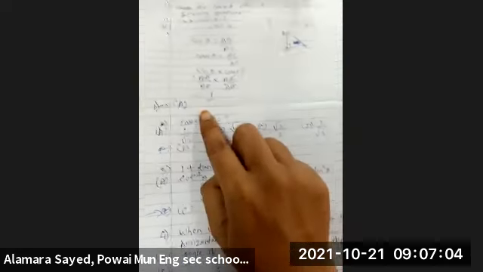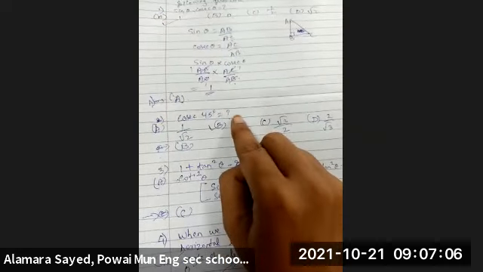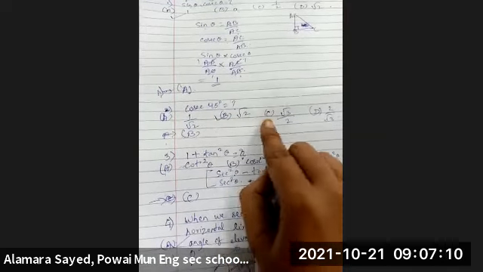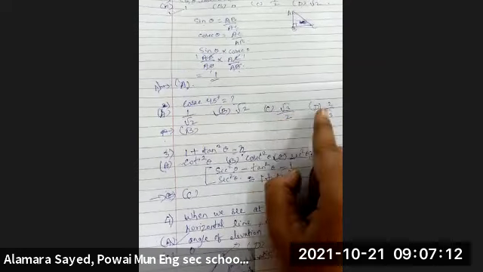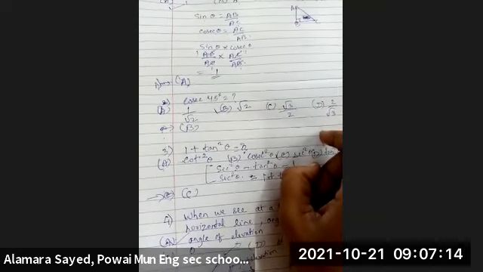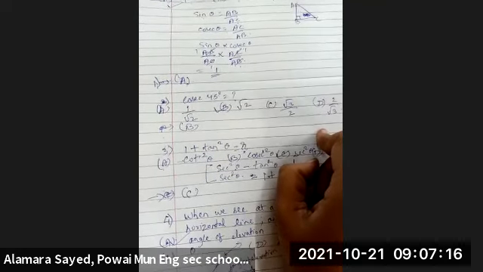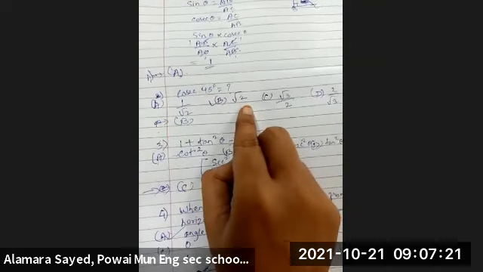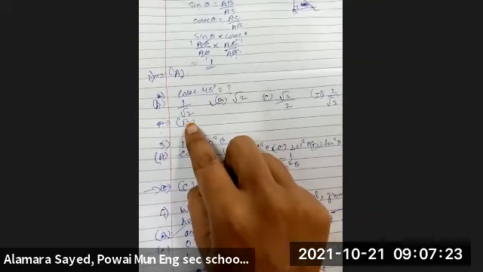Now, second, cosec 45 degree is equal to what? A, 1 upon root 2; B, root 2; C, root 3 upon 2; and D, 2 upon root 3. These are the given options. As per the table, the value of cosec 45 degree is root 2. So we will write the proper option as B.